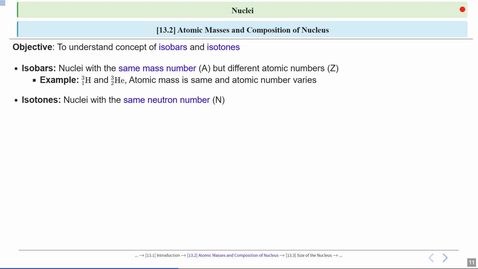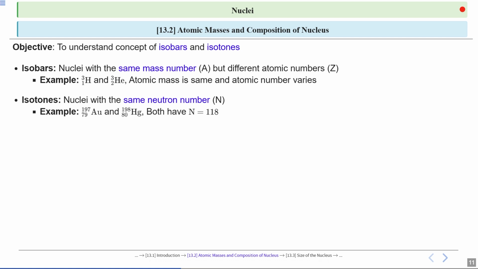Now let's move on to the isotones. Isotones are nuclei that have the same number of neutrons, which we call N, but different numbers of protons and mass numbers. This means that even though the elements are different, the number of neutrons inside their nuclei is exactly the same. For example, gold 197, written as Au-197 with atomic number 79, and mercury 198, written as Hg-198 with atomic number 80.